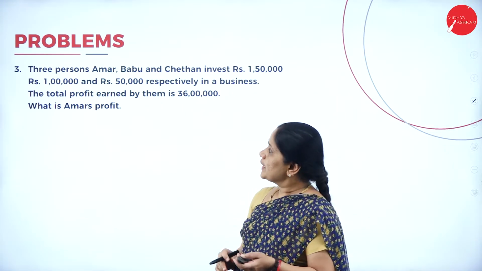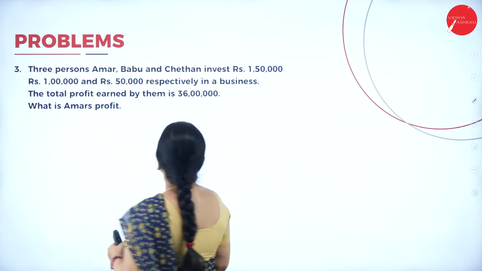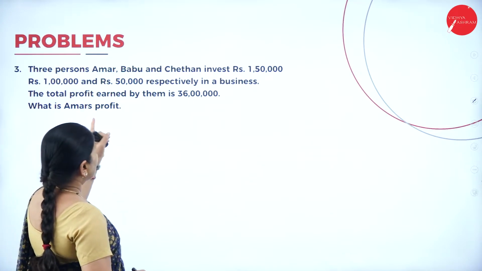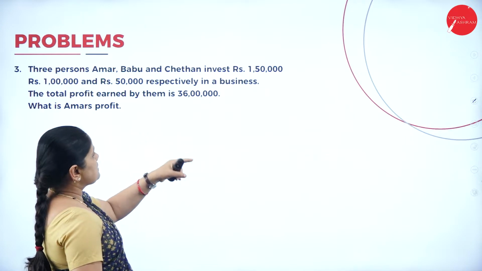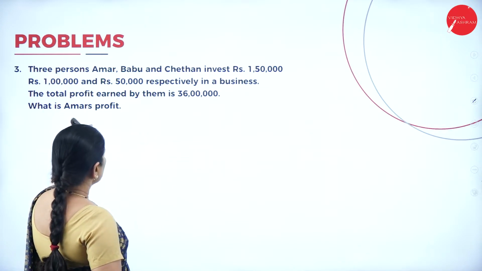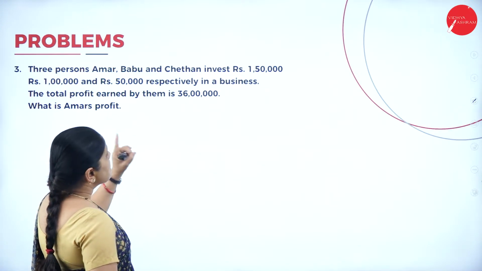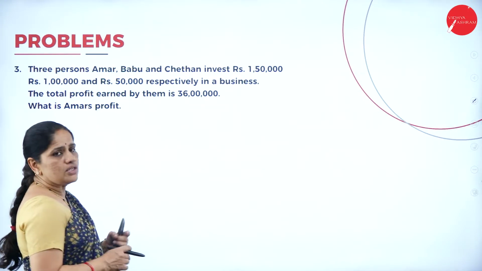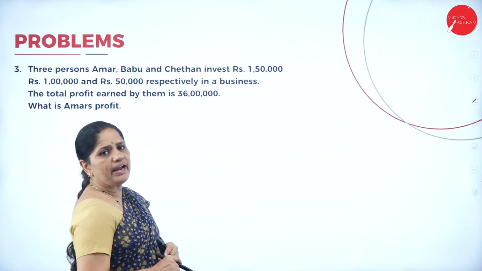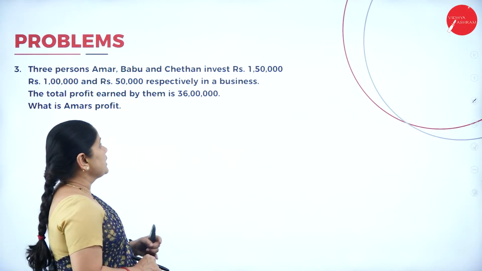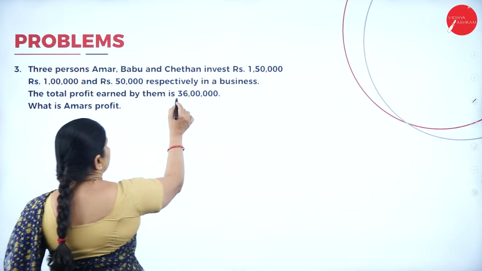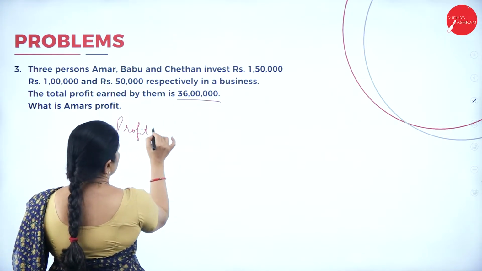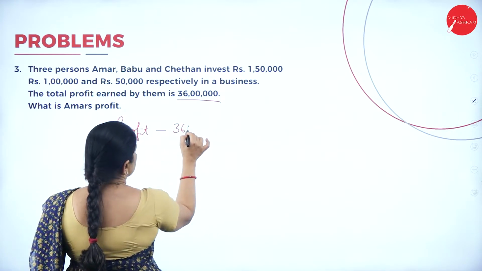Next one. Three persons A, B and C invest rupees 1,50,000, 1 lakh and rupees 50,000 respectively in a business. The total profit earned by them is 36 lakhs. What is Amar's profit? So, we have to divide the profit given here. What is the profit given here? Profit equals 36 lakhs.